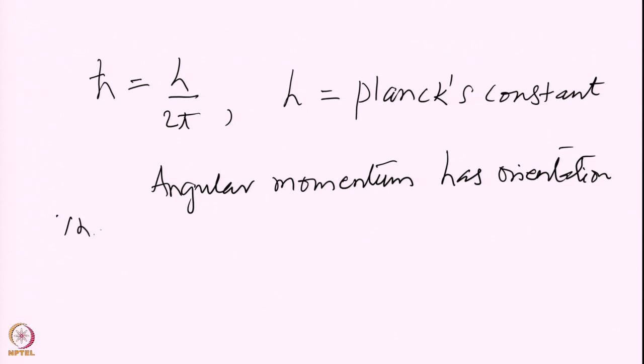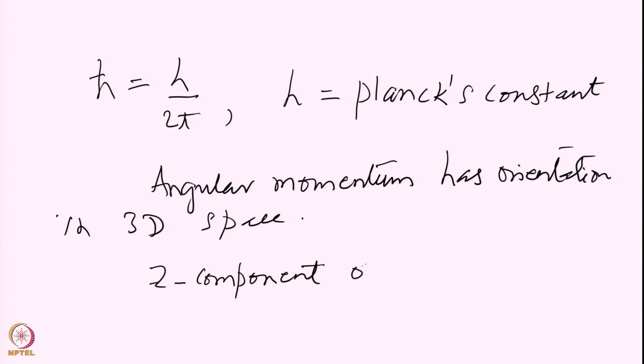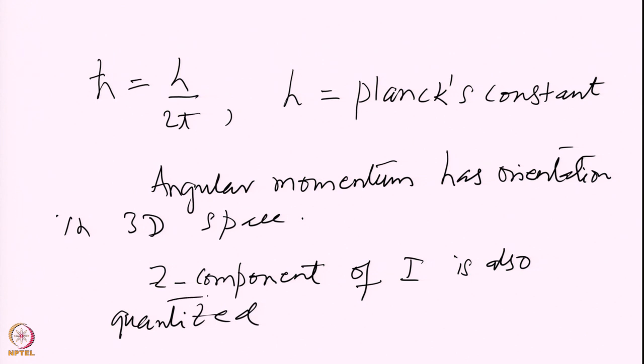Orientation in 3D space. It turns out from the theory of angular momentum that the z component of I is also quantized. What is the meaning of this?